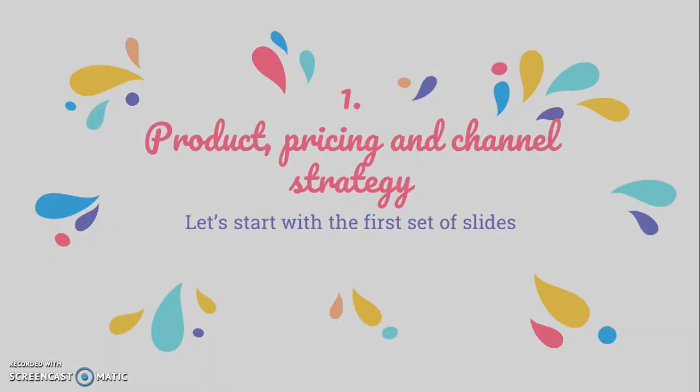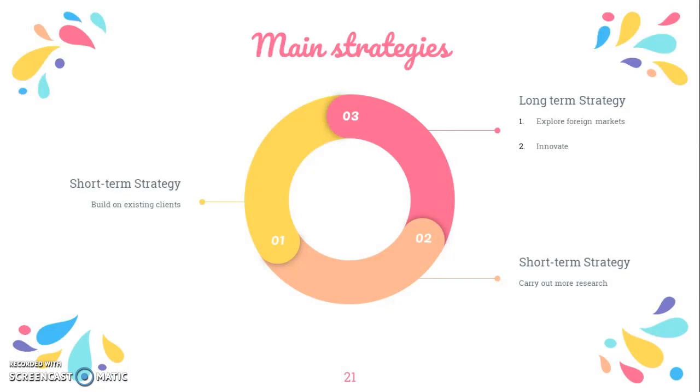Product pricing and channel strategy. We already talked about the different strategies, about the product and the pricing, and we already talked that they all have to be sending the same messages. So we're going to divide them into short-term and long-term strategy. The short term, you build on your existing client. So you try to make them believe what you want them to believe. Then comes the short-term strategy where you carry out more research so you can probably get other related market segments.